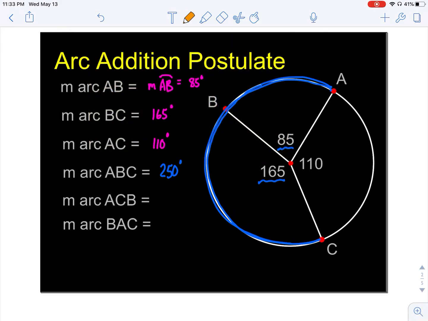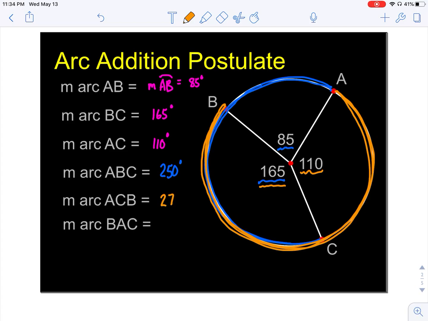Arc ACB, so A to C to B, I'll color code these. So ACB, the orange one, it is important which order you go in. A through C all the way to B is going to be a total of 165 plus 110, which totals 275.